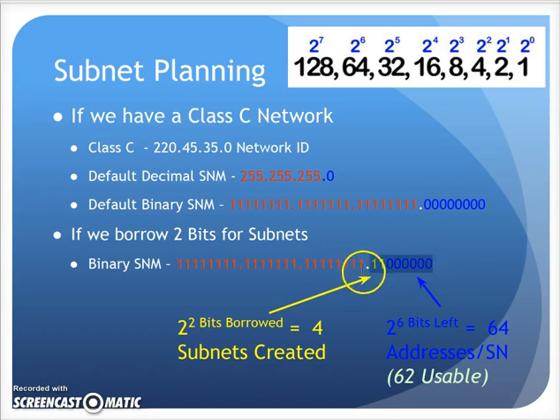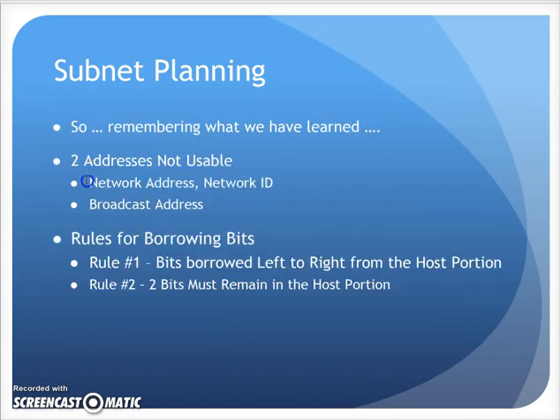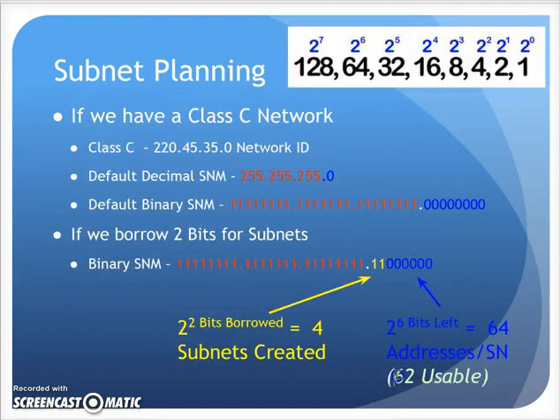So if I'm going to borrow 2 bits, I can say 2 to the 2 bits borrowed is going to give me 4 subnets. I can also say with 6 bits left, 2 to the 6 is going to give me 64 addresses per subnet. And you'll notice I put down here 62 usable, because one of the addresses is going to be a network number and the other is going to be a broadcast address. Those 2 are subtracted out to give me 62 usable. You're going to see that throughout, so we'll explain now why we're subtracting 2 right off the bat.